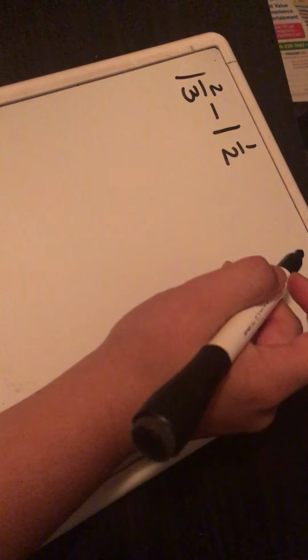Okay. So let's do 1 2/3 minus 1 1/2. Okay, so first step is convert my mixed fractions to improper fractions. So let's start with the 1 2/3.